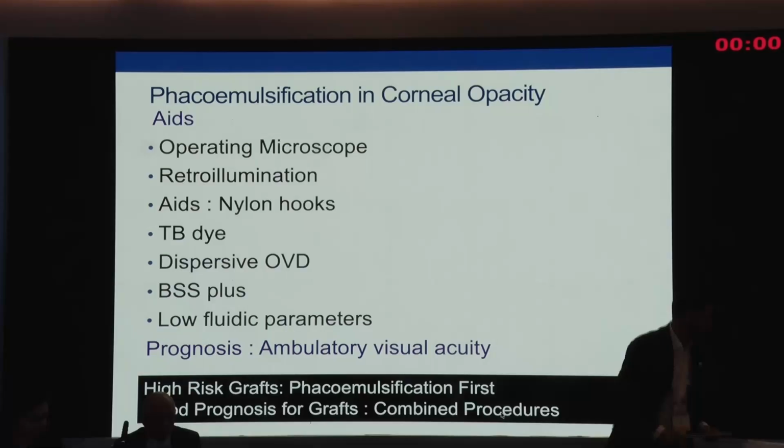So to conclude, in high-risk cases, do phacoemulsification first, but for those with good prognosis, do combined procedures, and always explain to the patient that ambulatory visual acuity is what we are looking at.